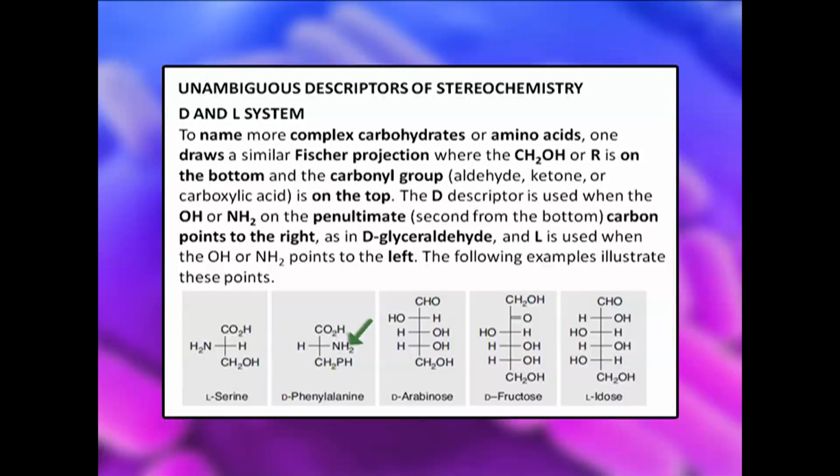Now, if the OH or NH2 is on the right side, like in this case, or this case, or this case, we will call it a D isomer. On the other hand, if the OH or NH2 is on the left side, like this case or this case, we will call it an L isomer.